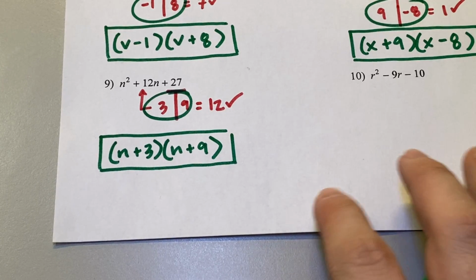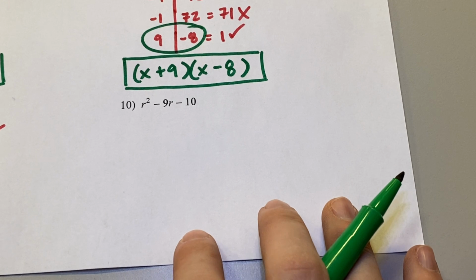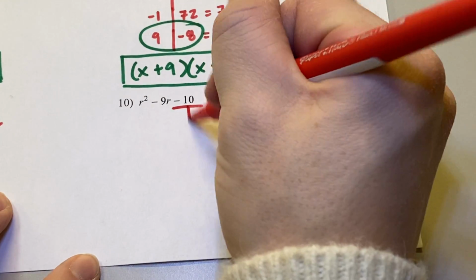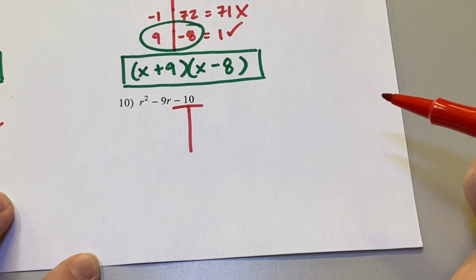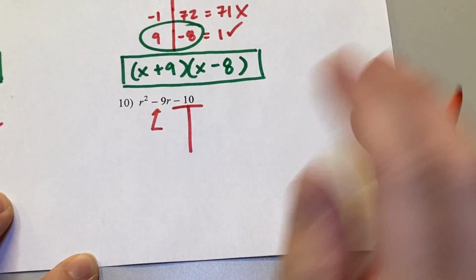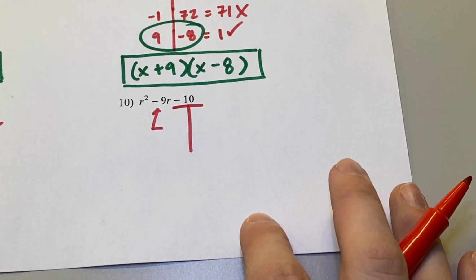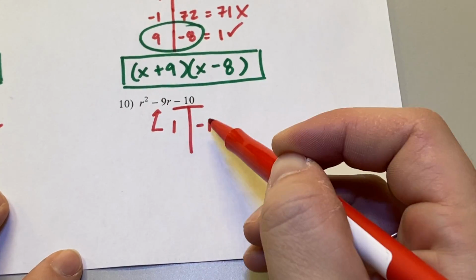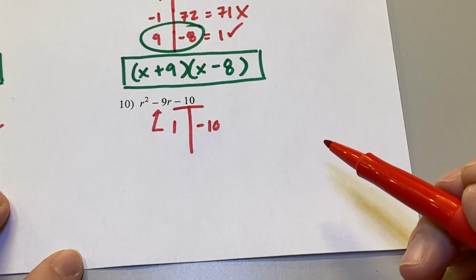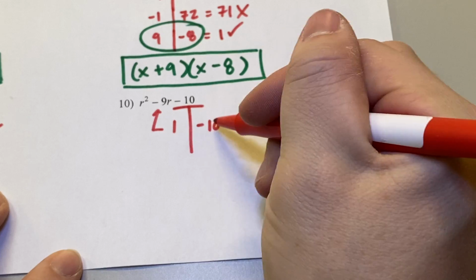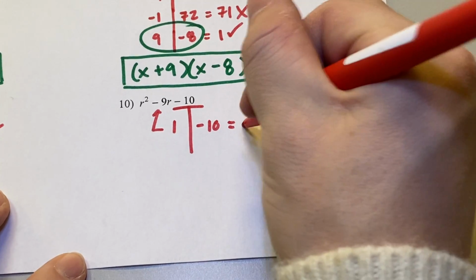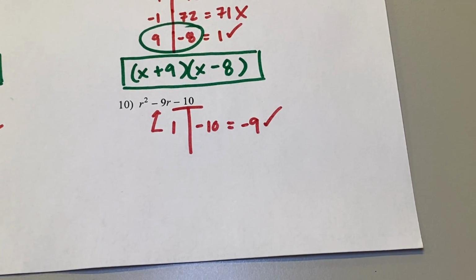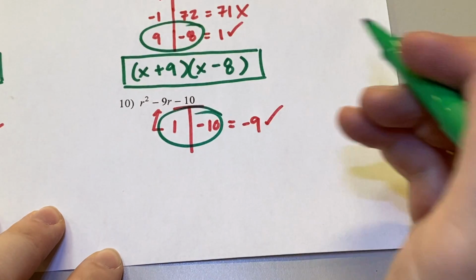Okay, last example. Last number game. What number am I looking at first? 10. What's my last number? Negative 10. I need two numbers that multiply to give me negative 10 and add to give me negative 9. Ricky, what do you think? 1 and negative 10. Let's try it out. 1 times negative 10 gives me negative 10. What's 1 minus 10? Negative 9. Right off the bat. Found our two factors: 1 and negative 10.